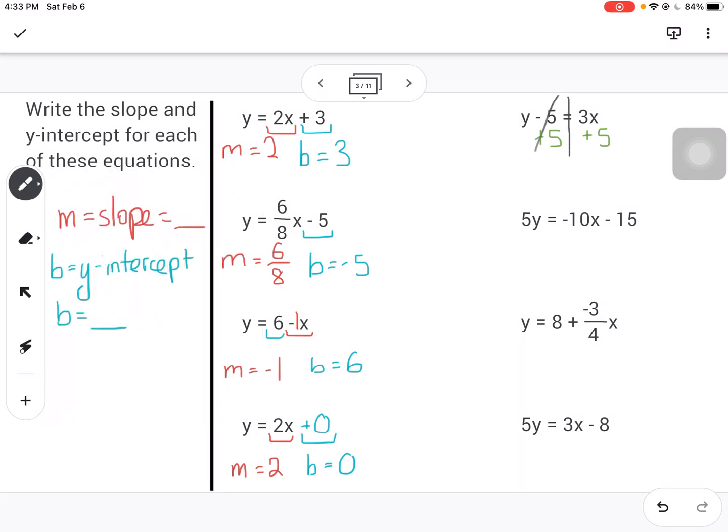So negative 5 plus 5 cancels out to just be 0. So we have y equals 3x and 5 we can't add together because one has an x and one has no x with it. So we would leave that as 3x plus 5. So our slope is 3 because there's a 3 in front of the x. We're multiplying the x. And our y-intercept is positive 5.